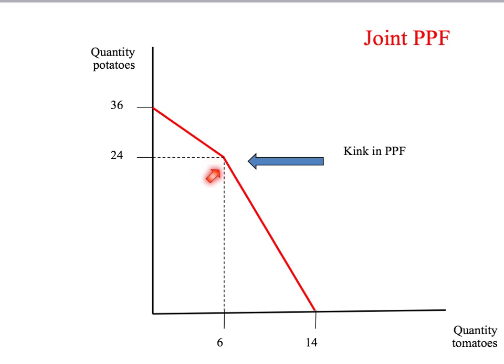Then if Tom and Becky want more tomatoes, Becky has to spend some time producing tomatoes, and that continues until both Tom and Becky are just producing tomatoes. Notice that we have a kink in the production possibilities frontier, where the slope changes from minus 2 to minus 3, just representing the movement from Tom's opportunity cost to Becky's opportunity cost.